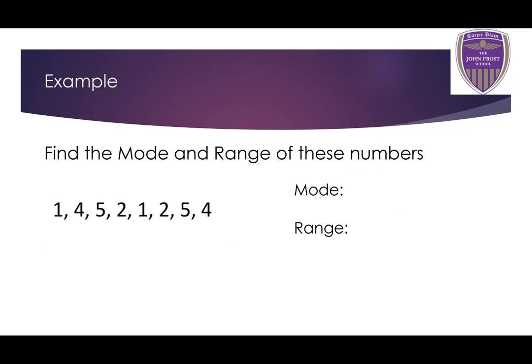So we're going to find the mode and range of these numbers. Again, let's write them out. So we got 1, we got another 1, 2, 2, 4, 5, and 5. So let's have a look for the mode. Remember, the mode is the most common number. Now, I can see I've got two 1s. Oh, but I've also got two 2s. And I've also got two 5s. So there is no most common number in this set. Therefore, there is no mode for this data set.